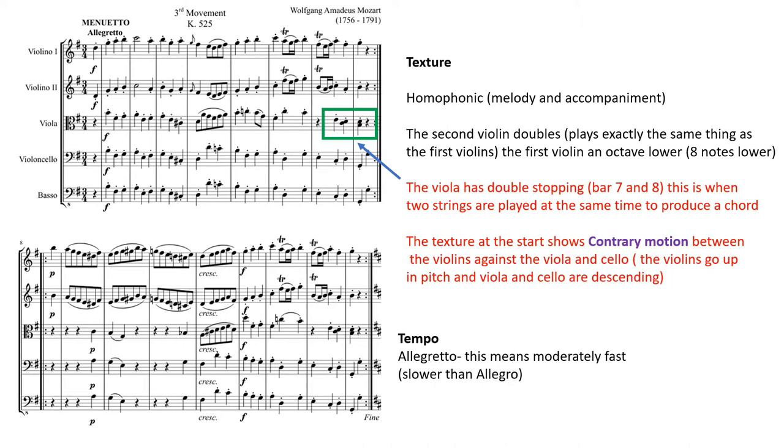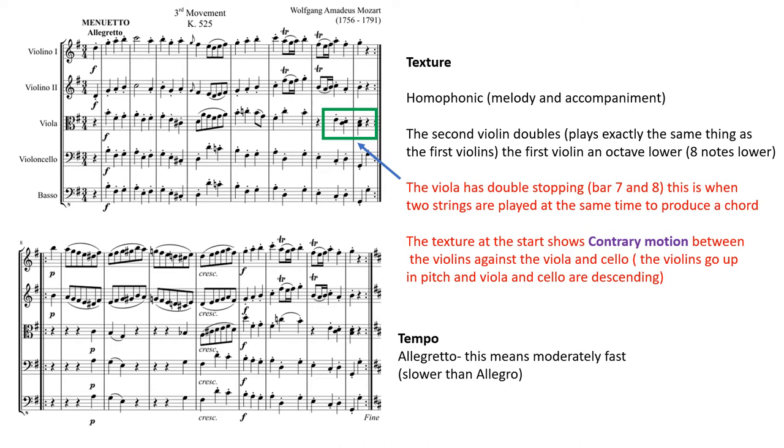We can see the texture gets more complicated towards the end of the first phrase, as the viola has a double stopping in bars 7 and 8. This is when two strings are played at the same time to produce a chord. We can see this in the green box.